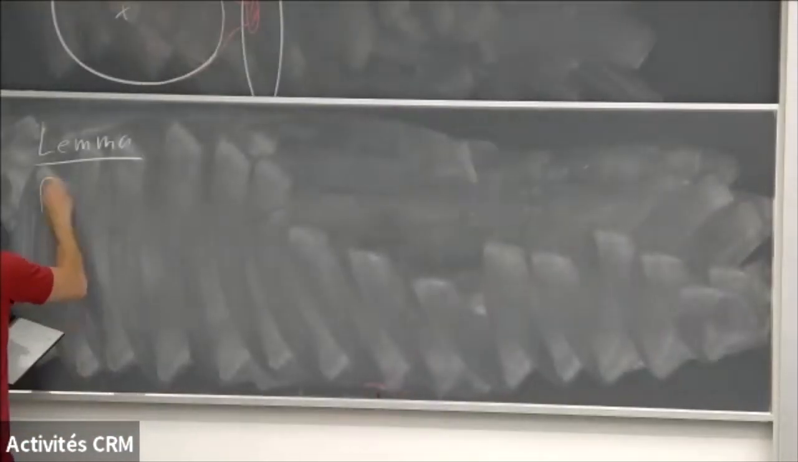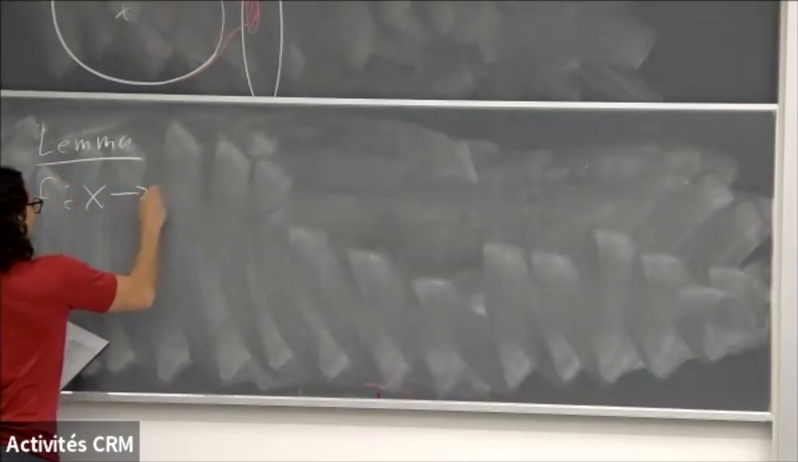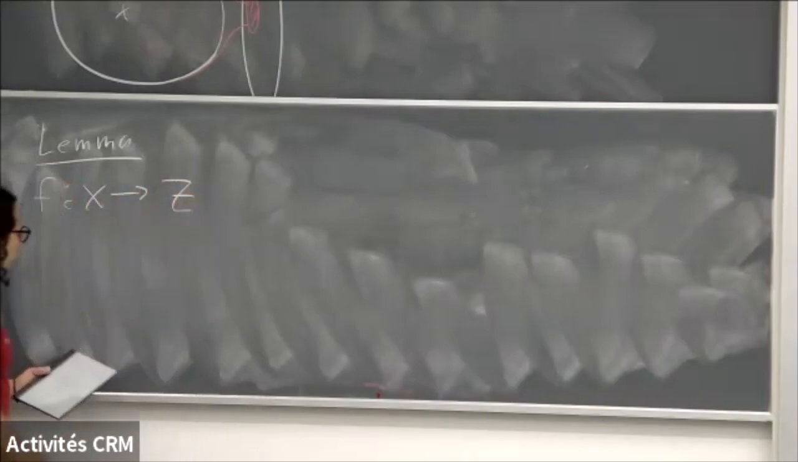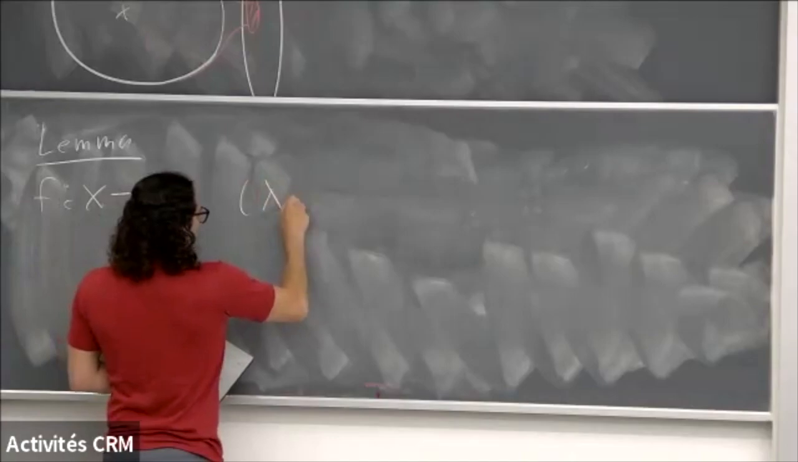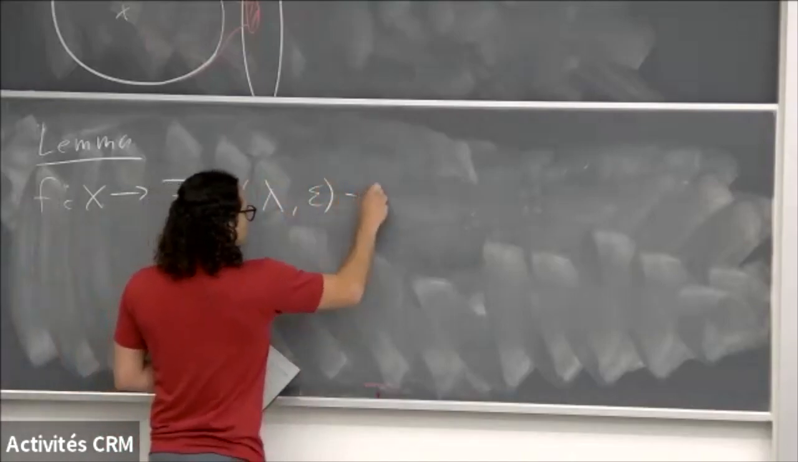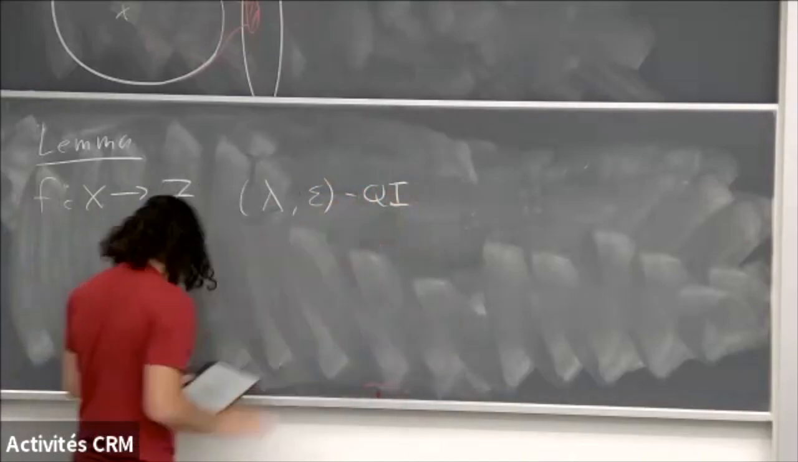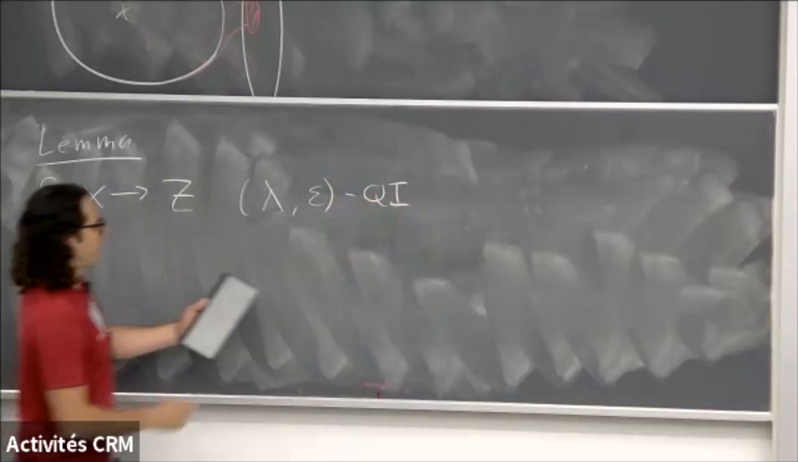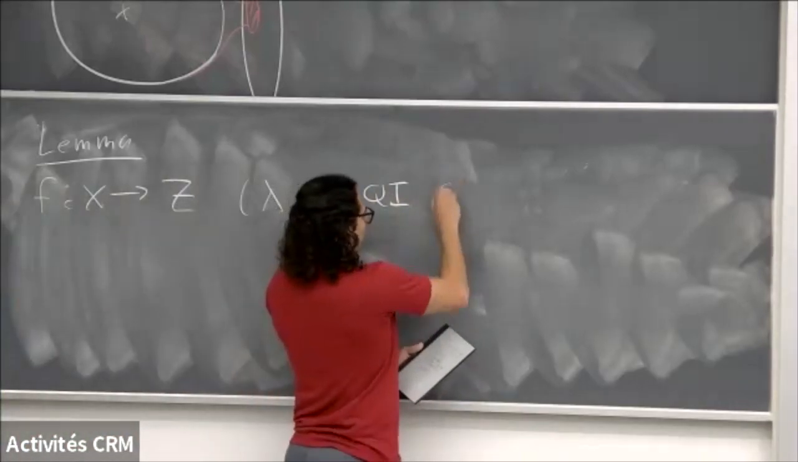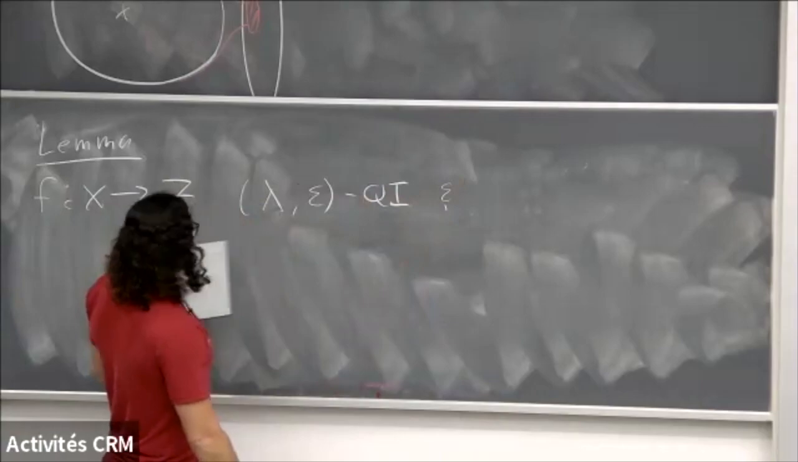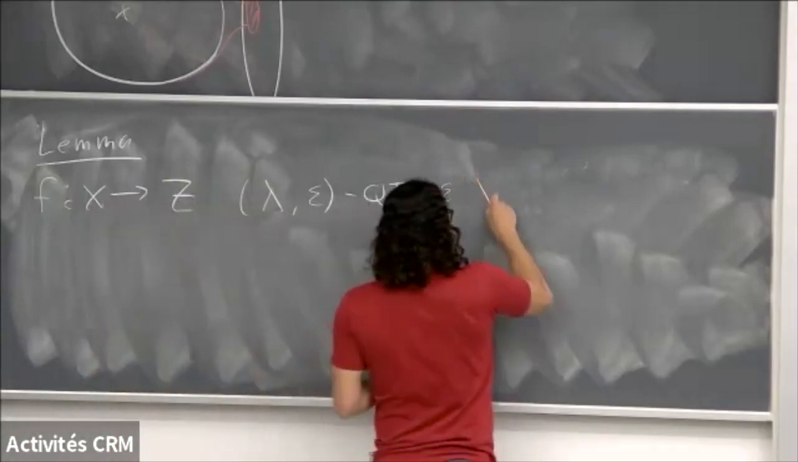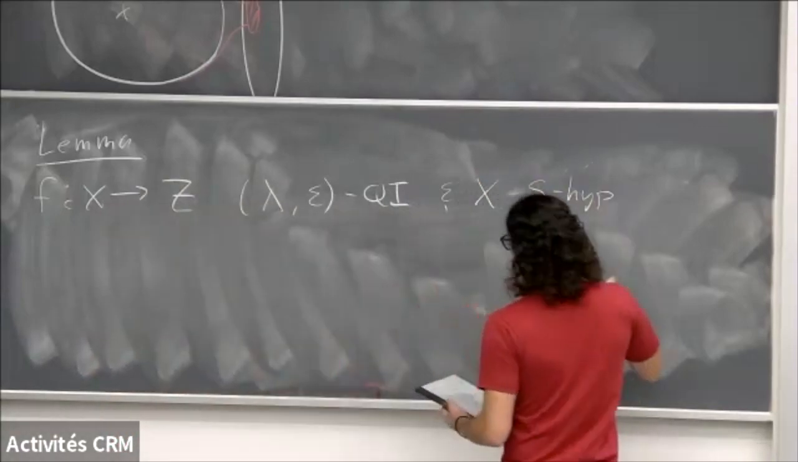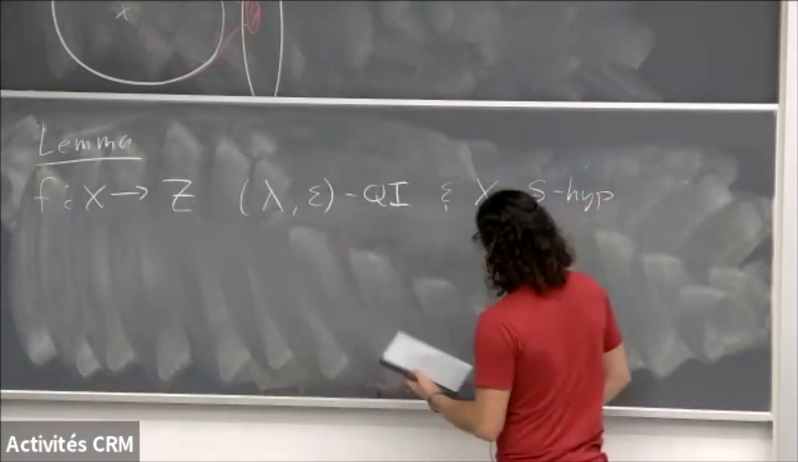So if I have a map between X and Z, that's a lambda epsilon quasi-isometry. And again, if you don't know what that means, please come bother me, and I'm happy to tell you afterwards. So I have this quasi-isometry, and I know X is hyperbolic. And that will imply that Z is also hyperbolic.